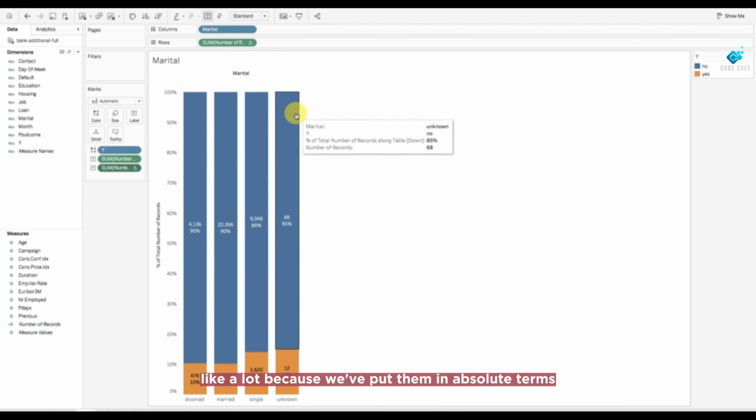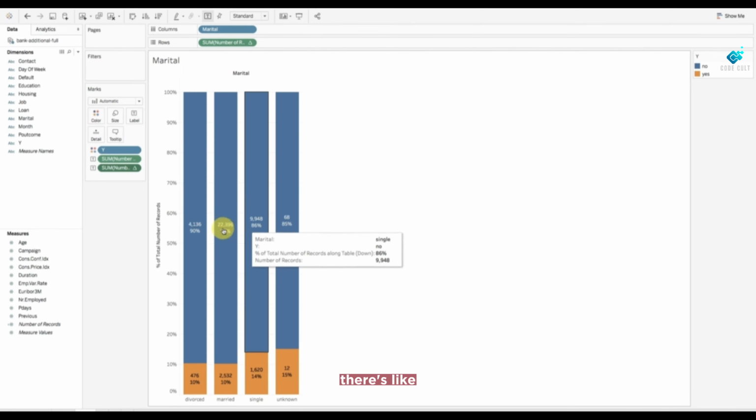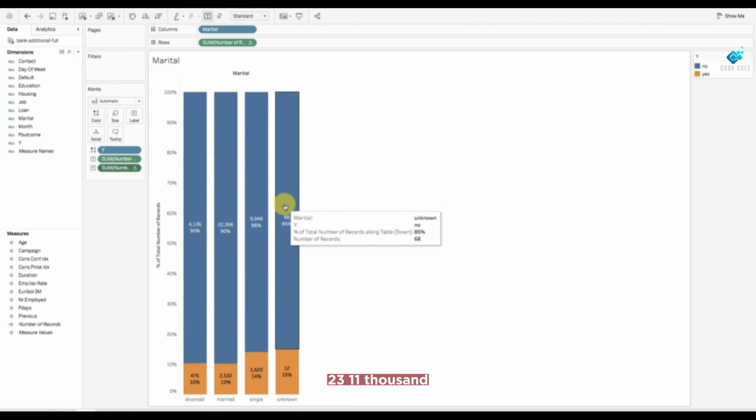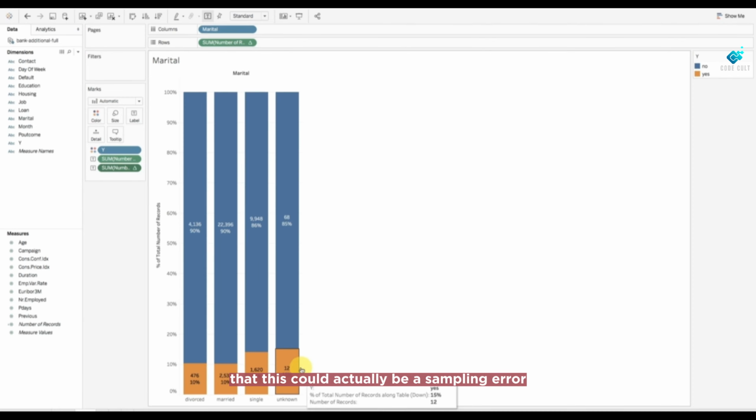It looks like a lot because we've put them in absolute terms. In relative terms, they're all up to 100%. But in reality, there's like 5,000 or 4,500 here, 23, 11,000, and then there's like 80 people in this column. So what this means, and this is something to look out for, is that this could actually be a sampling error, or just a random effect. It just randomly happened that we picked 80 people who are somehow, for other reasons, more likely to sign up to this offer rather than because of their marital status.